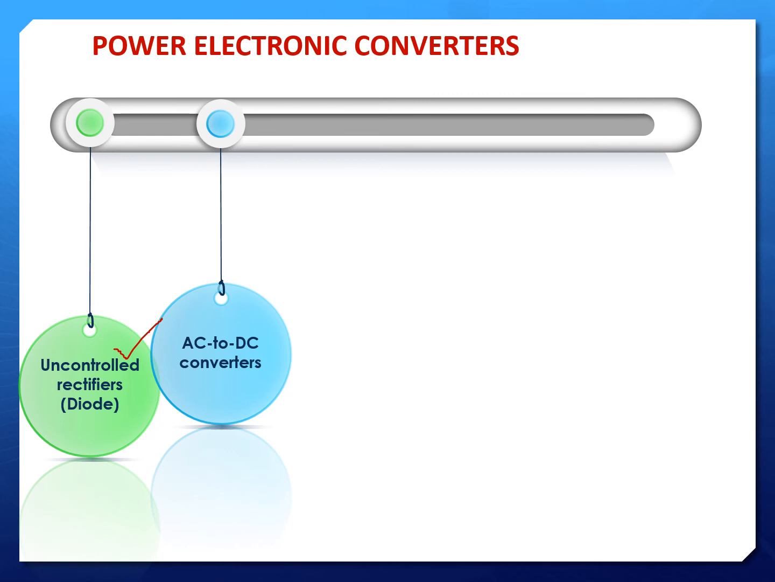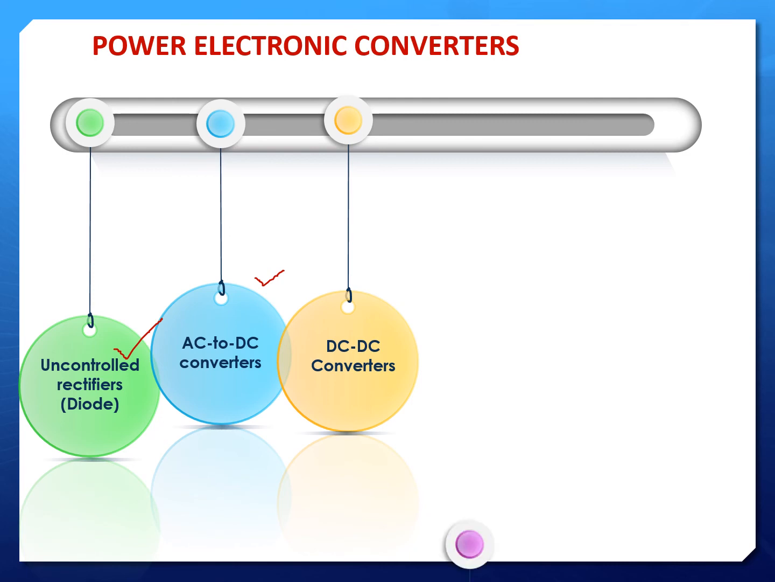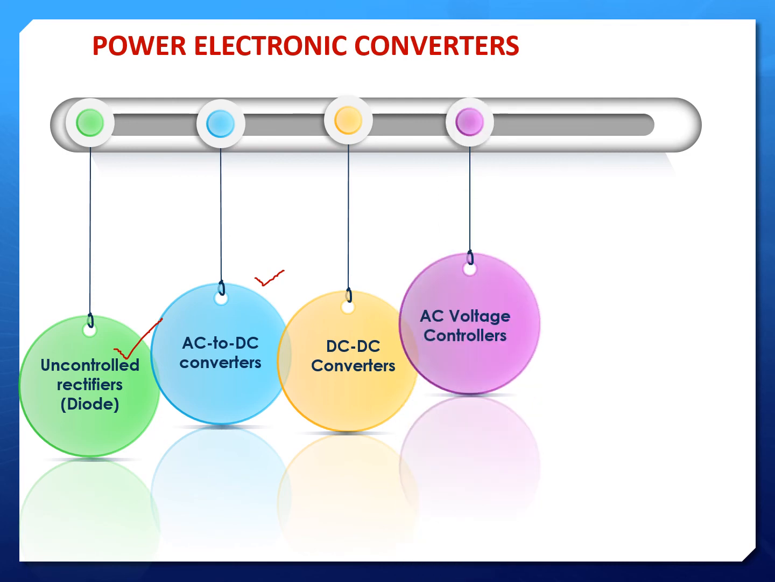Now another is the AC to DC converters. This is one of the units we'll cover. It will convert fixed AC to variable DC, and there are a lot of applications. Majorly we'll cover this in the case of 3-phase as well as single phase, both AC to DC converters. And now there are DC to DC converters, also called choppers. This also we will cover as one of the units.